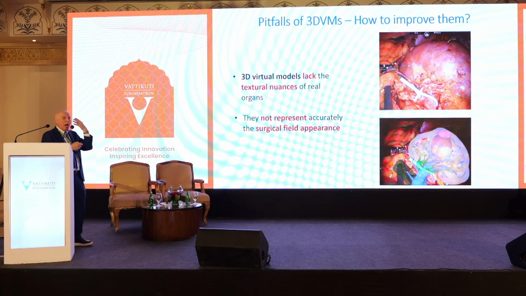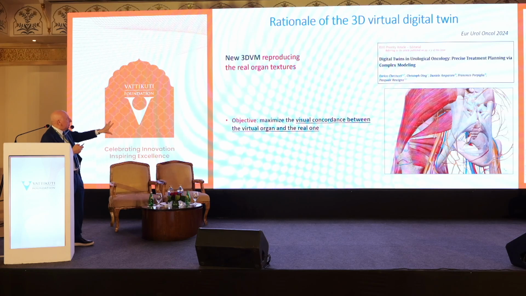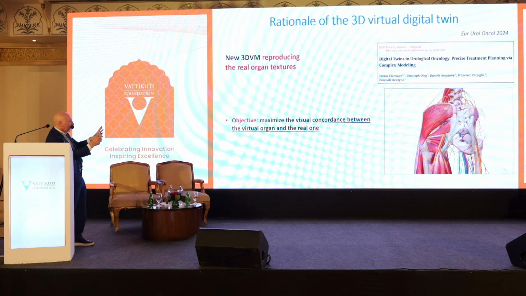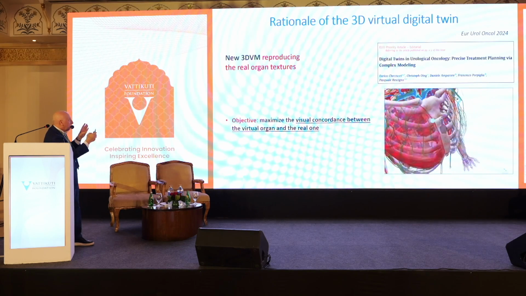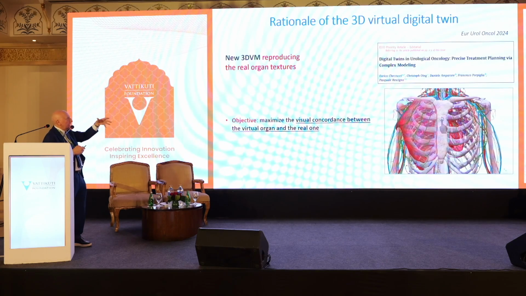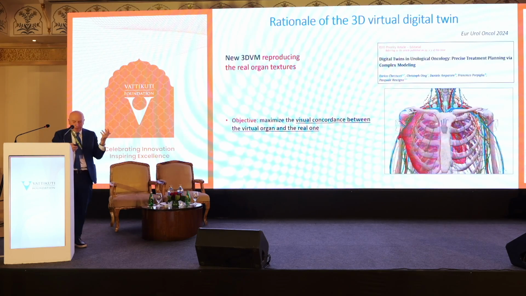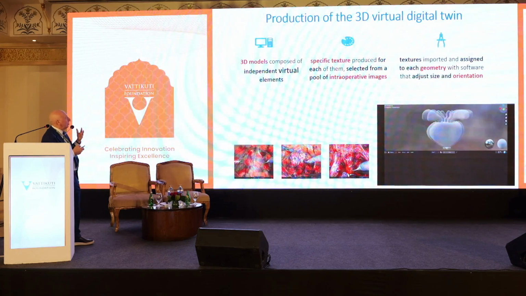At this point, our idea is to duplicate the organ, and the organ should be quite similar to the original organ. So the objective is to maximize the visual concordance between the virtual organ and the real one, and so we start from this anatomical representation of the body.